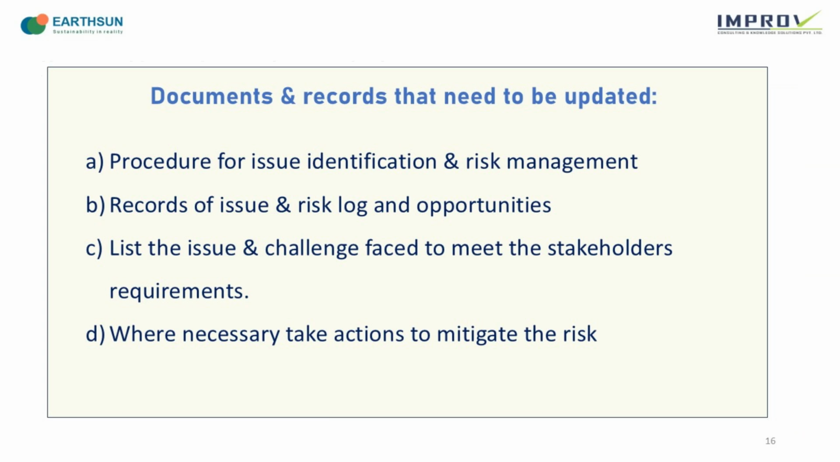Documents and records that need to be updated. A. Procedure for issue identification and risk management. B. Records of issue and risk log and opportunities. C. List the issues and challenges faced to meet the stakeholders' requirements. D. Where necessary, take actions to mitigate the risk.